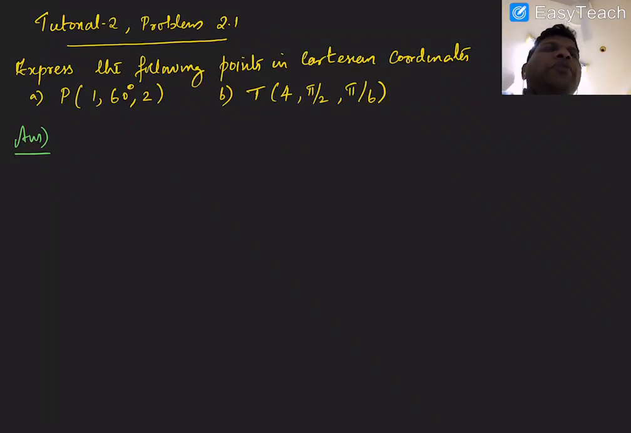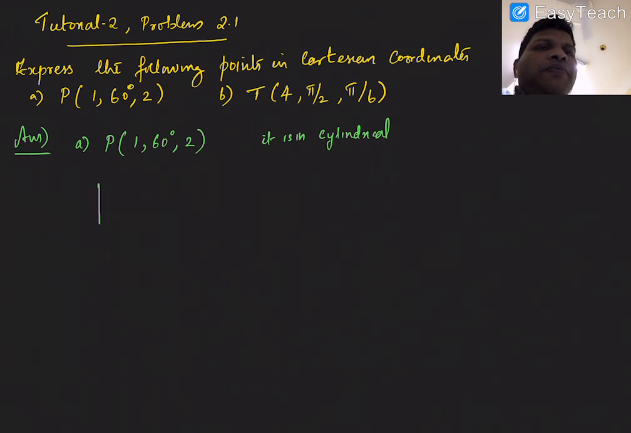Today we will see another problem from tutorial sheet 2, problem number 2.1, and the question is: express the following points in Cartesian coordinates. So we have the first part as A and then the second part as B. First of all, in part A, the point P is given as (1, 60 degrees, 2). So it is clear that it is in the cylindrical coordinate system. So we have to convert this into Cartesian coordinates.